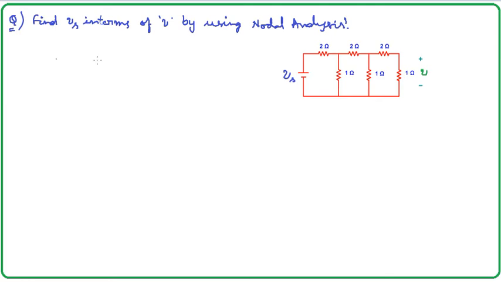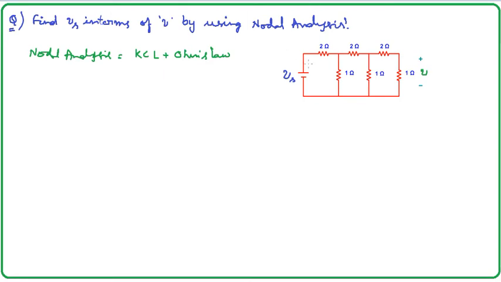Hi friends, so this is the problem based on the nodal analysis. Nodal analysis is the combination of Kirchhoff's current law and Ohm's law. So here we need to identify the nodes. A node is the junction of more than two elements.